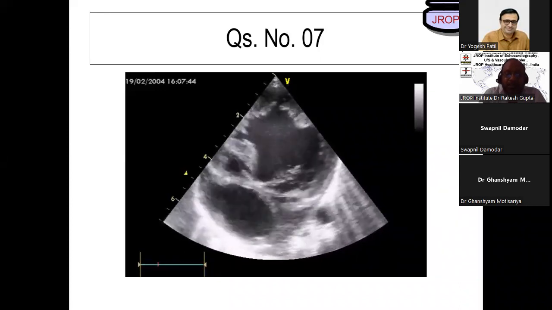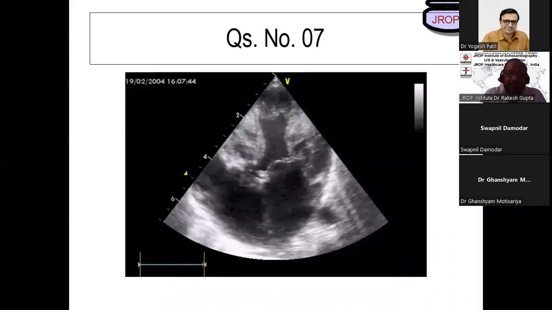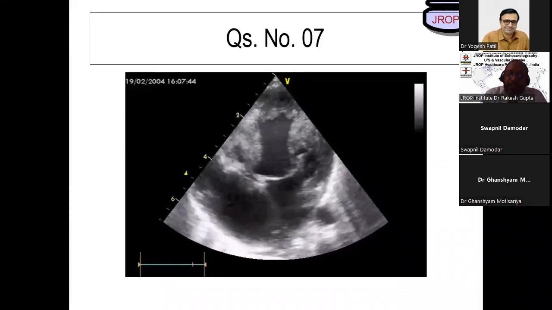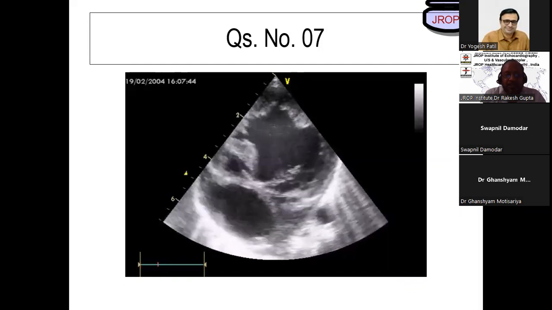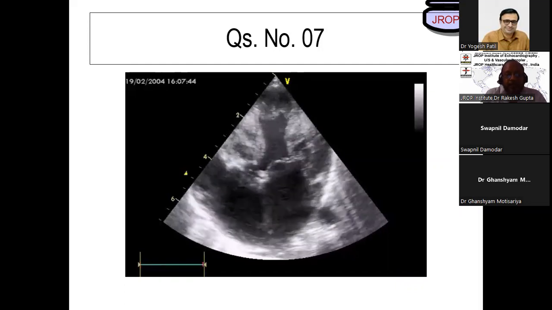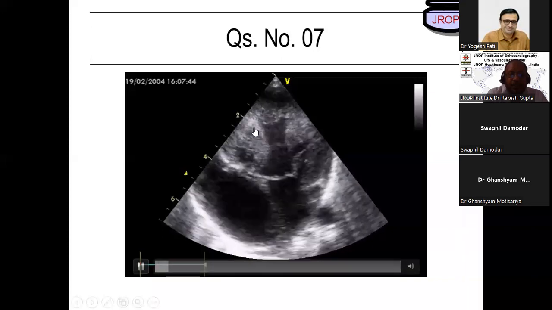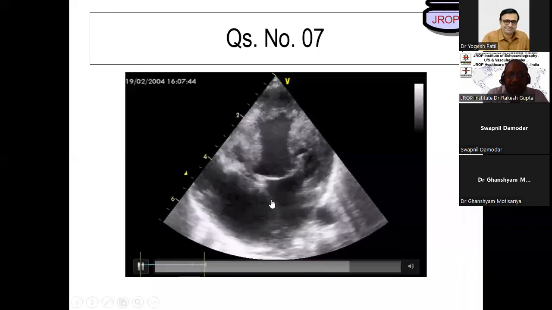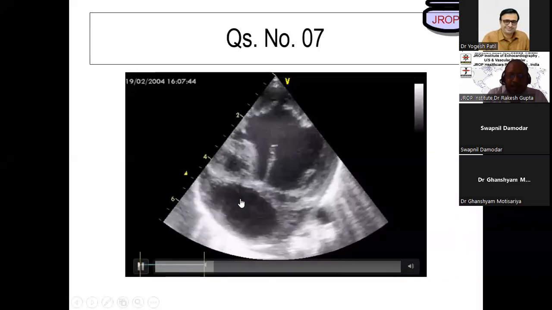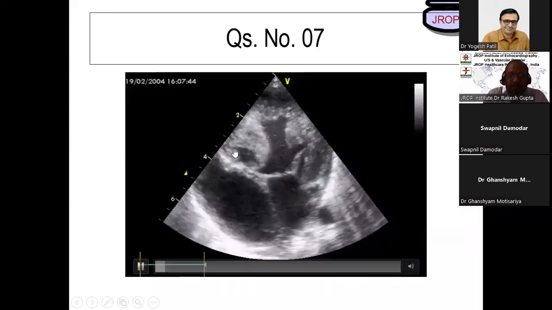This appears to be tricuspid atresia, right? I'll ask you one simple thing. Can't you see an RV in this patient? Sir, actually the LV is huge. This is LA, and the interventricular septum is just bulging. RA is big. What is this structure below? You can say it is a hypoplastic RV. Yes, sir. Hypoplastic RV.